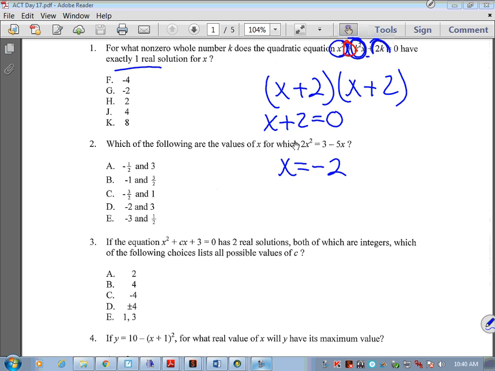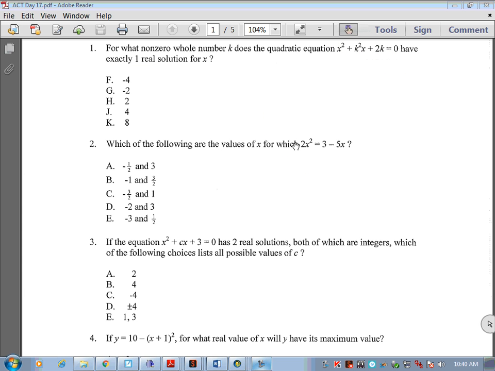And you could probably do some different things. You probably could have used your quadratic formula, which is negative b plus or minus square root of b squared minus 4ac, all over 2a, which we'll use for some of these.